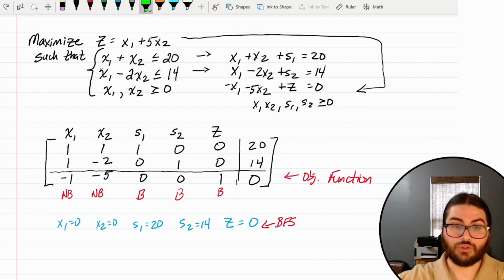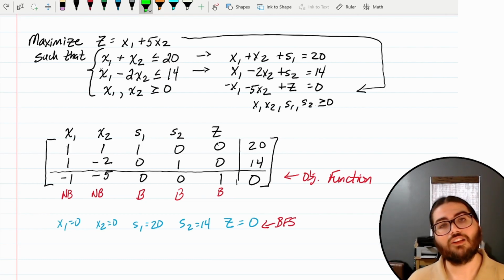And so now I will take this matrix into my next video. So the next time you see a video from me, I'll start from this matrix and I'll solve it, right, using the simplex method.